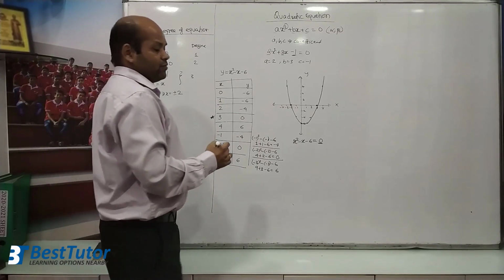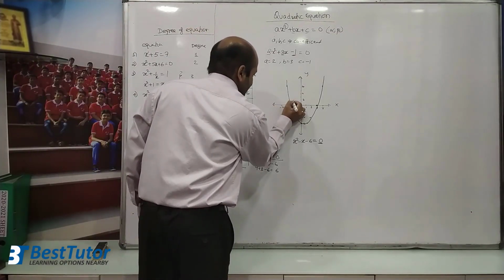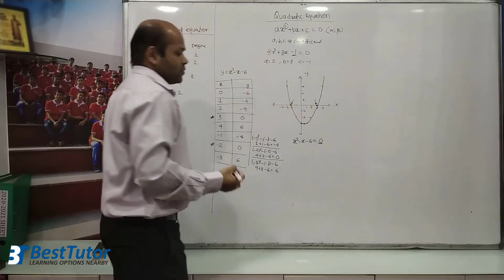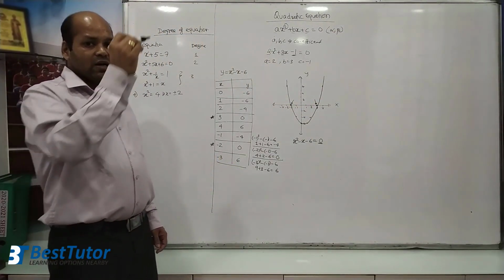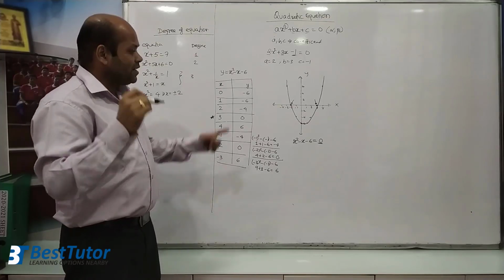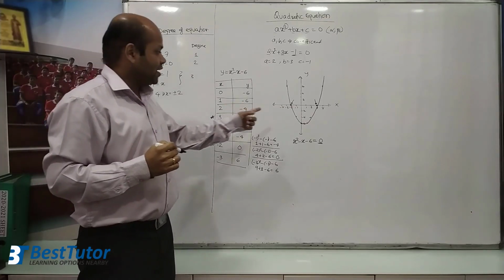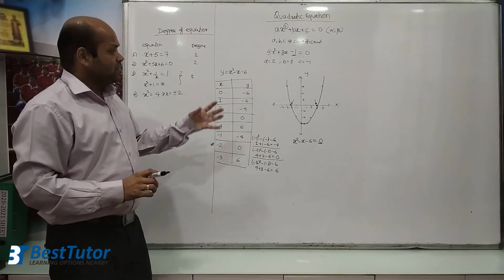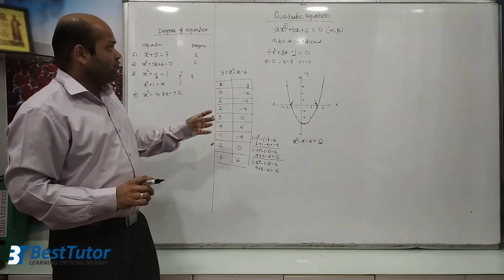On the graph, where is it? It is here. It is here. When is the parabola cutting the x-axis? Those are the points, the roots of the equation. Okay. This is something that you should remember.